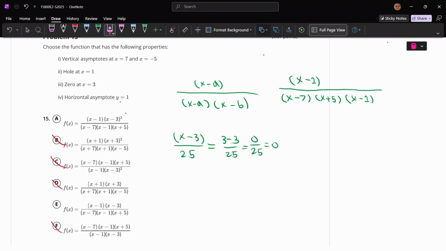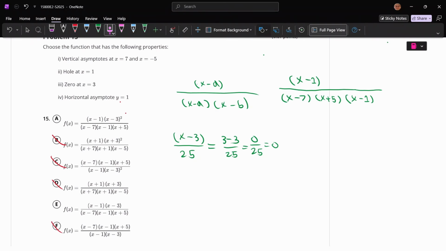So we want something that has a zero at x is equal to 3, which both of these terms do also in fact have. So once again, we can't eliminate anything.